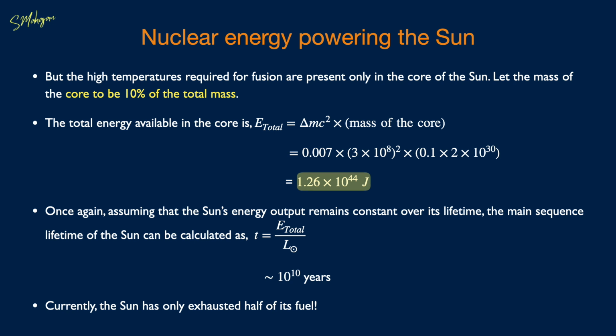So once again, if we assume that the Sun's energy output remains constant over its lifetime, the main sequence lifetime of the Sun, which means the time for which the Sun can sustain its power output by converting hydrogen to helium, can be given by the ratio of the total energy that is available in the Sun's core divided by the luminosity that we obtain from the Sun per unit time. We find that this quantity comes out to be about 10 billion years. And currently, the Sun is around 5 billion years old, which means it has exhausted only half of its fuel.